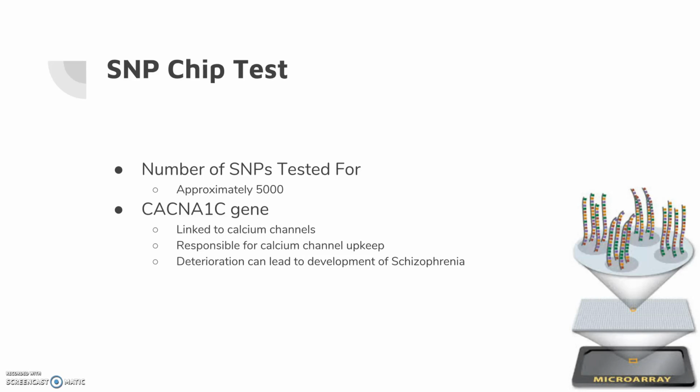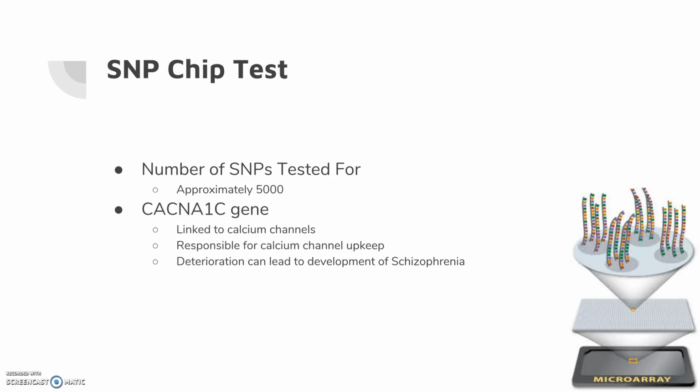We test for three major genes: LINC01360, LOC105378801, and CACNA1C, but the main predictor SNP that is tested for is RS10066737, which is found in the CACNA1C gene. This gene is associated with the upkeep of calcium channels found in neurons in the brain.